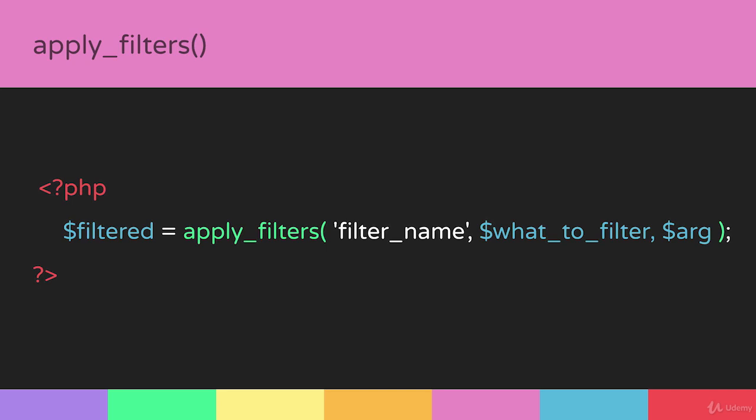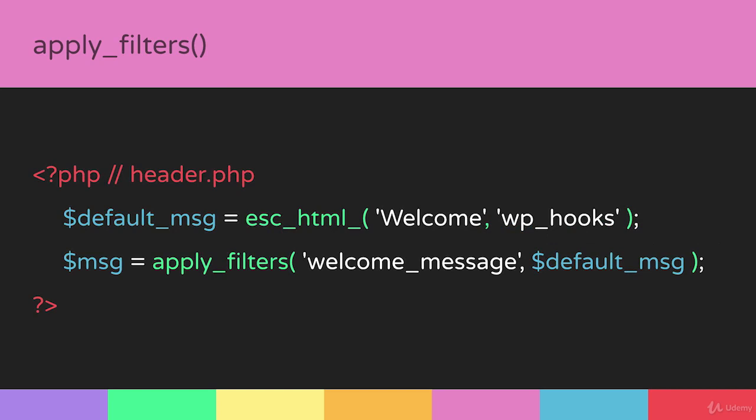And this is the most common application you'll see, that we run apply filters and then save whatever it returns back as a variable. Now the last value here is any argument that you want to pass in, and you can pass a number of them. I only have one listed here, but you could pass multiple, and that works the same as do action, and we'll take a look at that in practice in a moment. So let's look at a practical example here.